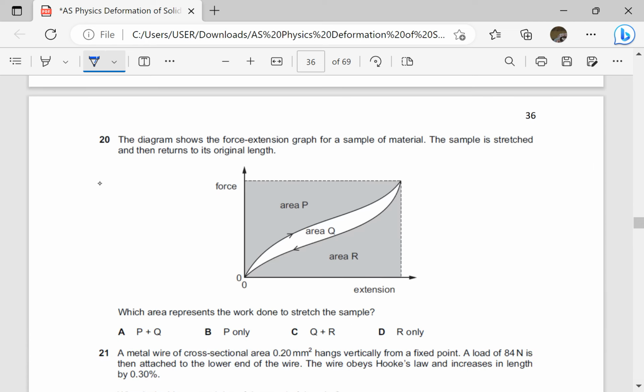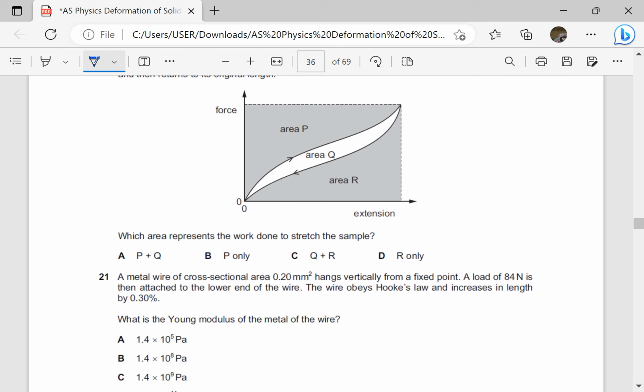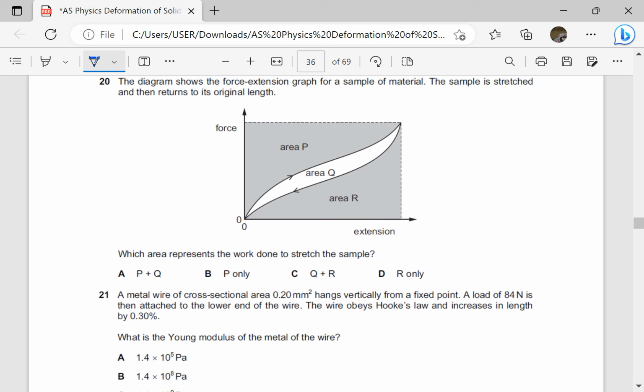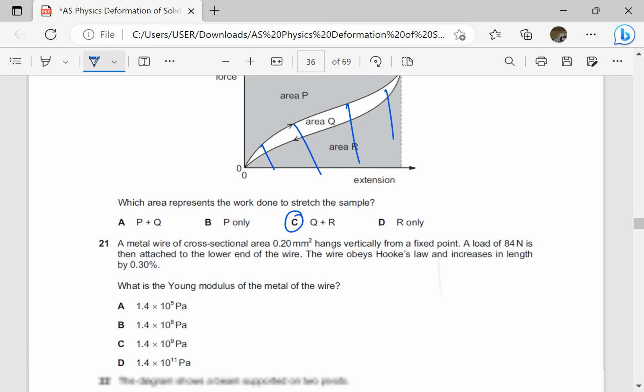The diagram shows the force extension graph for a sample of material. The sample is stretched and then returns to its original length. Which area represents the work done to stretch the sample? Of course, it is going to be the total area under the graph, work done to stretch the sample, which is going to be Q plus R. So the answer is going to be C.